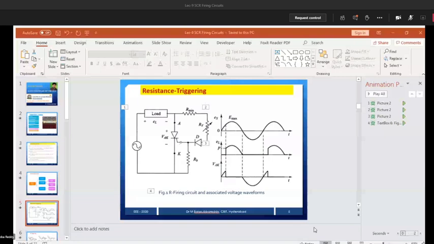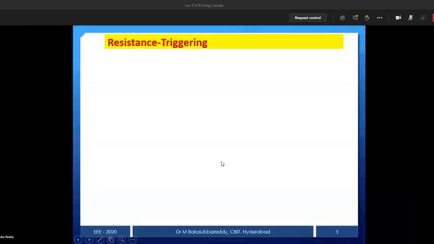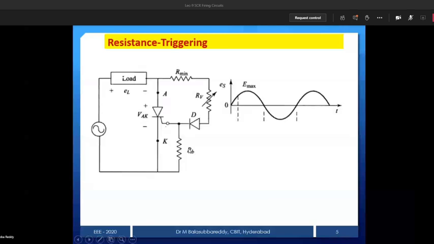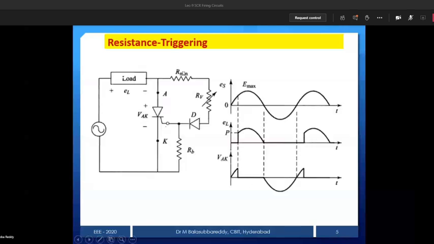Now you can see this point, whenever the device is on, at this instant current is passing. So once that current reaches the minimum current, I am audible, no? Hello? Yes, sir. Yes, sir.